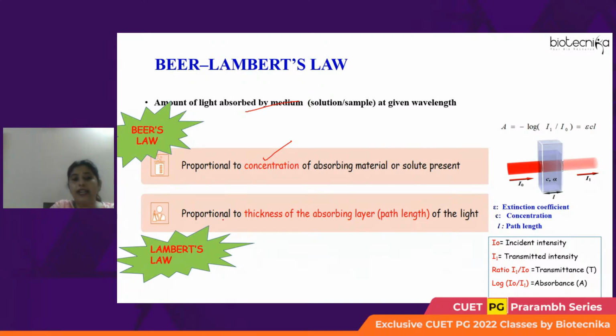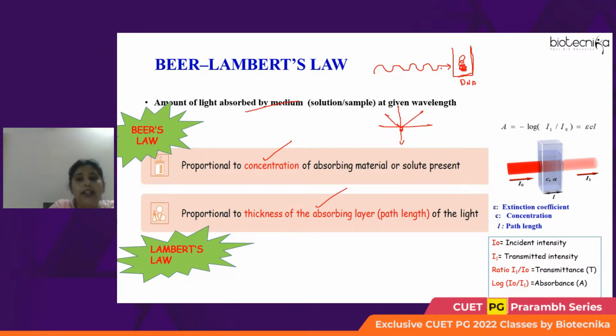And Lambert's law states that the amount of light absorbed by a medium is proportional to the thickness of the absorbing layer, or path length of the light. So here in spectroscopy, we are studying the interaction of light with matter, right? Let's say this is a tube, we call it a cuvette, where we are placing a sample. Let's say it is DNA. According to Beer-Lambert's law, as I mentioned earlier, when light falls on any substance, several phenomena can take place. Either the light will be absorbed, it can be transmitted, or it can be scattered, right?